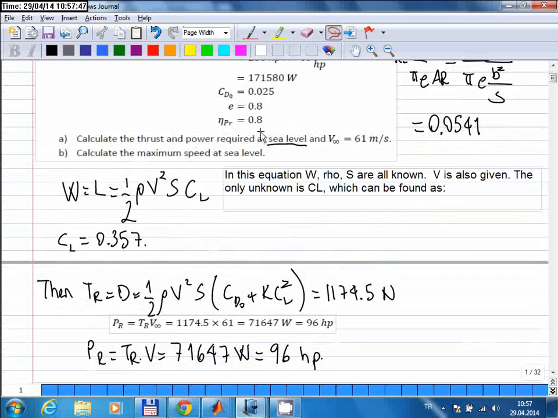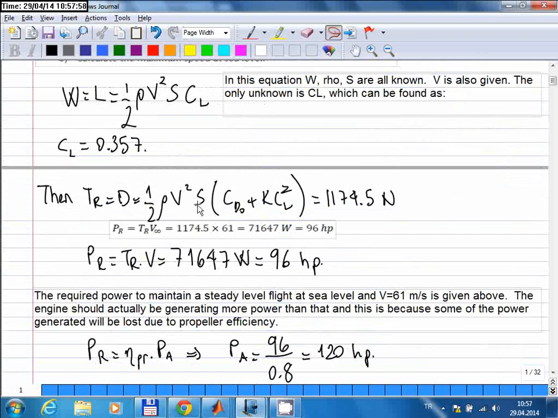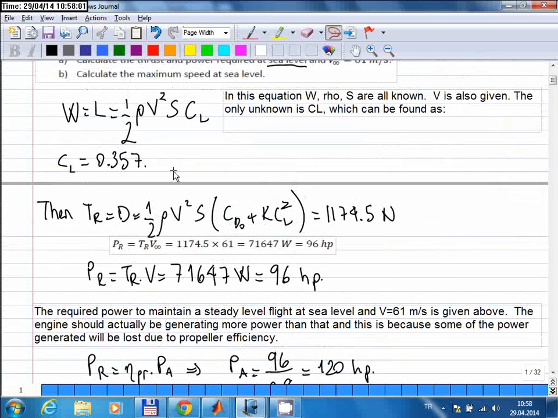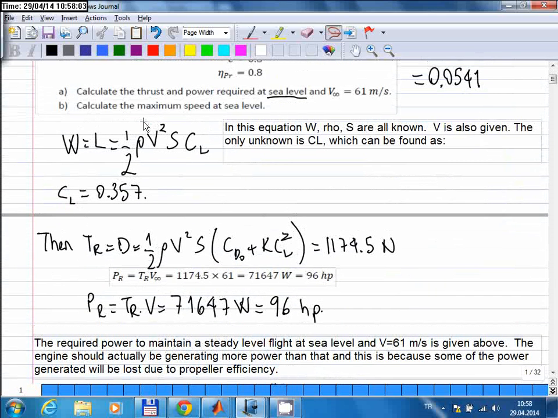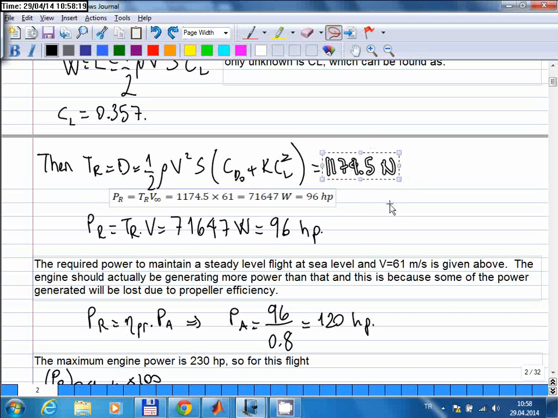Okay, so the question asks us to calculate the thrust and power required values at sea level and at this particular speed. Okay, so at 61 meters per second. So the calculations are really simple. First, you find what should the lift coefficient be for that speed and for that altitude. It turns out that the lift coefficient has to be this much, and from there we can find the drag coefficient, and the required thrust force turns out to be this much.